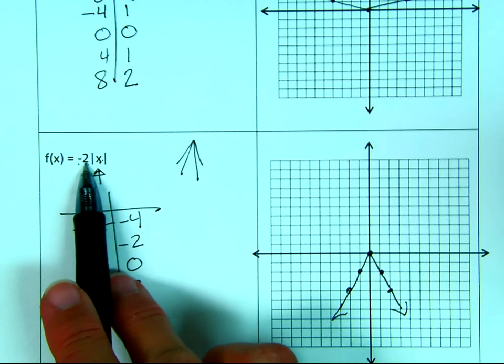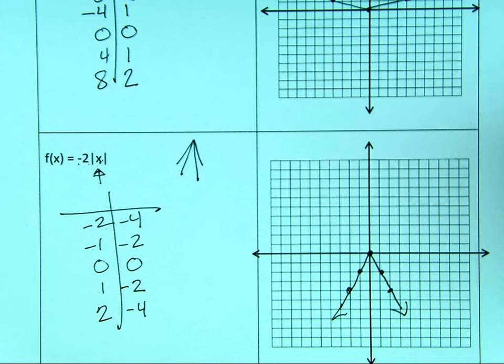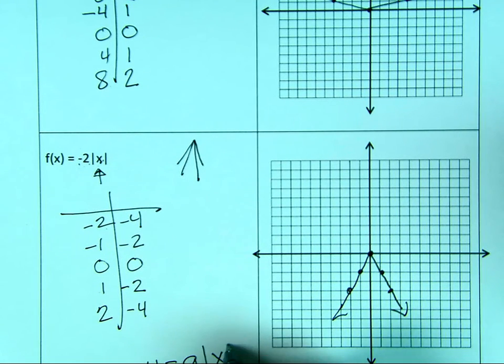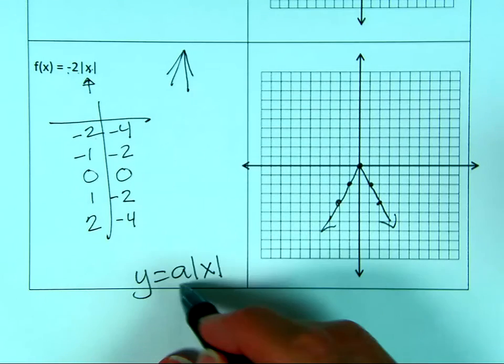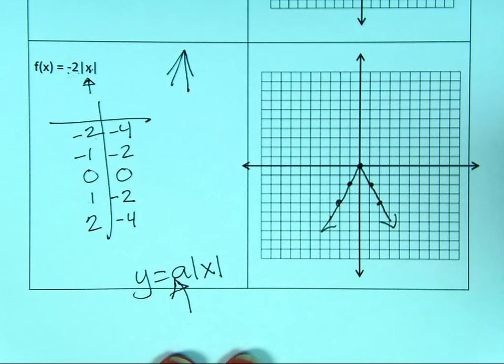So that is just the beginning lesson on absolute value, graphing absolute value using a table and understanding how that little number out in front, which we call A, looks like this: y equals A times the absolute value of x. How this little A number out here affects the graph.